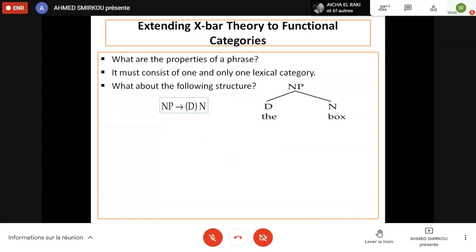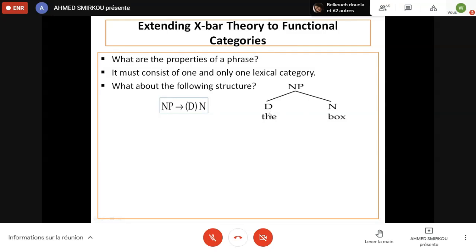Yes? I was expecting you to ask about the phrase that contains two lexical categories. Yes, it's the NP, so we have it here. As you can see here, there is a problem. How? Because the NP contains two lexical categories.